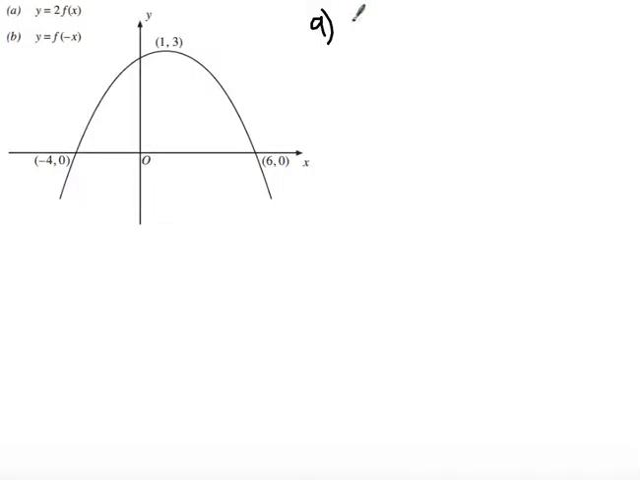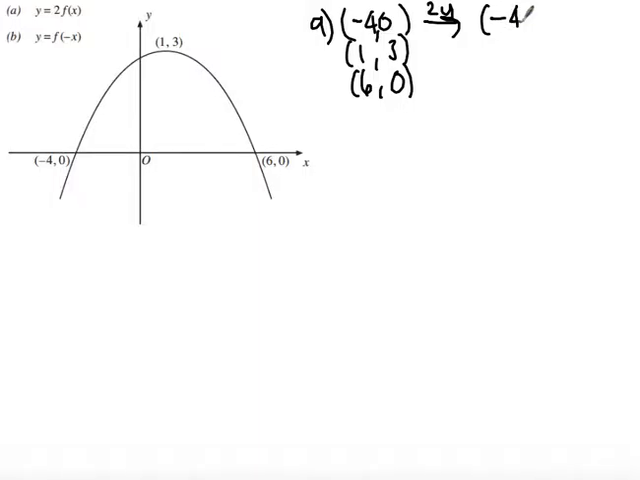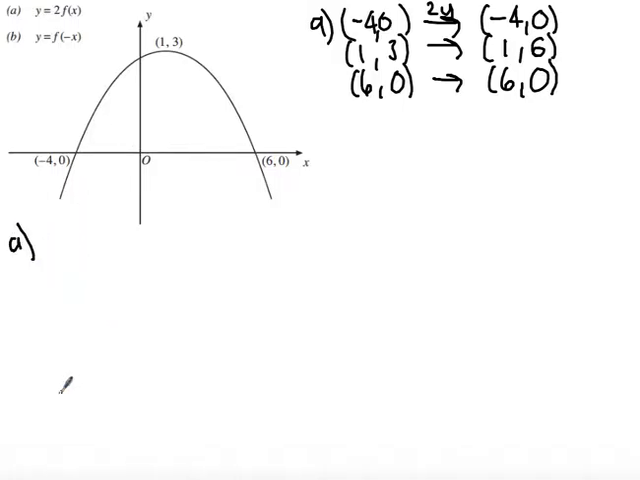So if we've got minus 4, 0, we've got 1, 3, and we've got 6, 0. These three coordinates, multiplying the y coordinate by 2, so this is going to be 2y, we're going to get minus 4, 0, so where it cuts the x-axis remains the same. The maximum is going to stay in the same x-coordinate, but we're going to double that y-coordinate to 6, and then 6, 0 remains the same. So part A, I get a very similar graph.